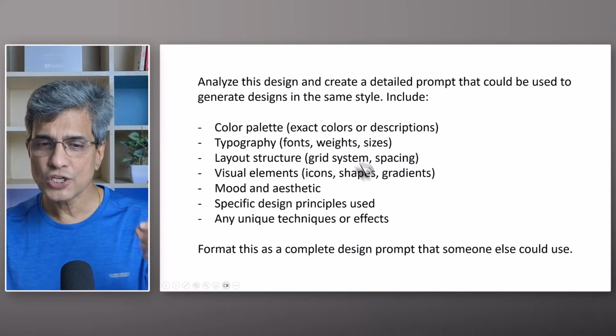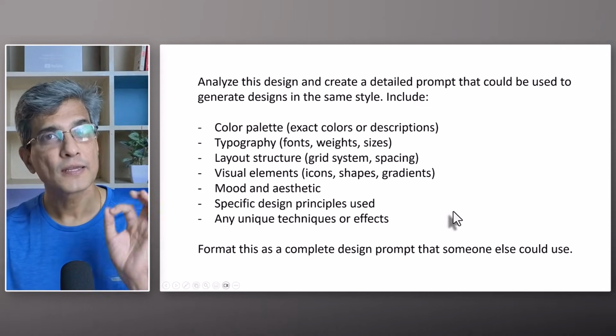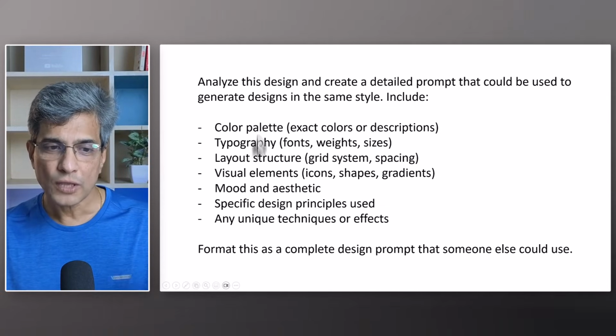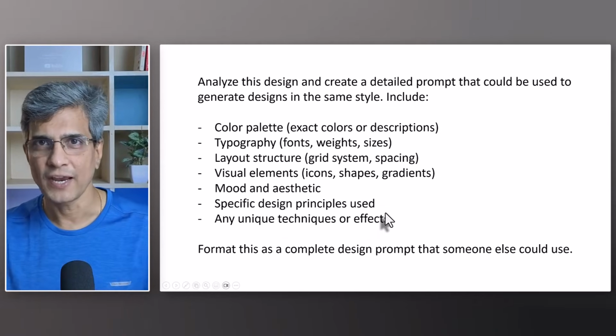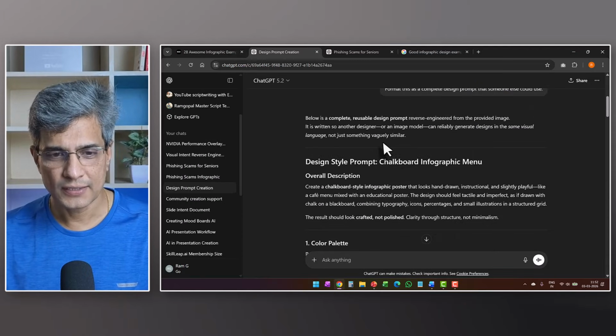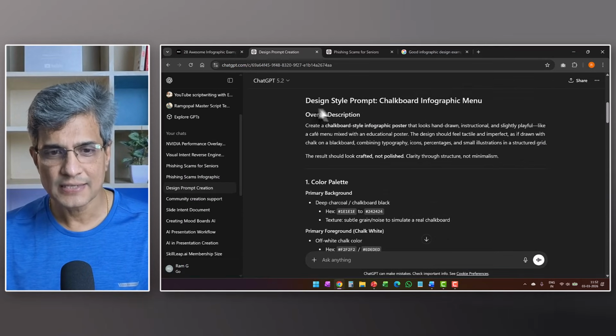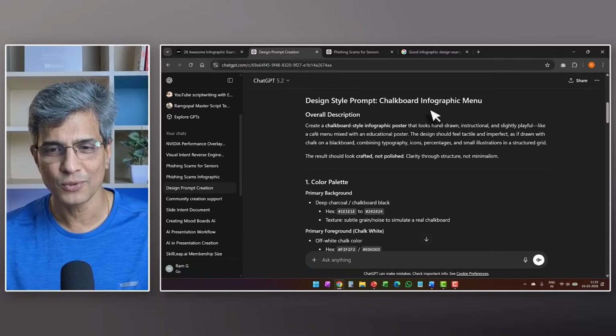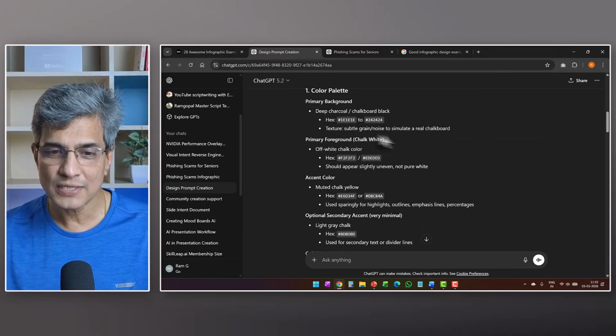You can take a screenshot of this prompt if you like, but the main point is to extract all these style requirements with all the parameters very clearly defined. When I did that, I got this result. You can see that it says design style prompt and it is called chalkboard infographic menu. That is the name that is given. And you see the details here.